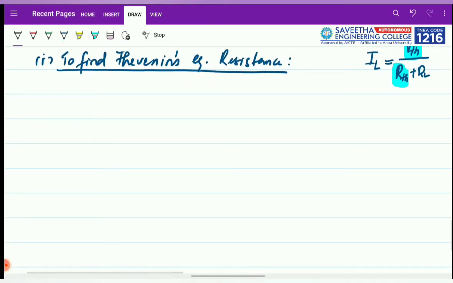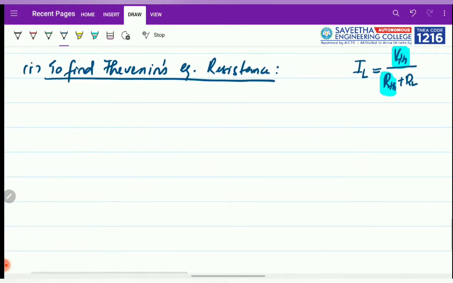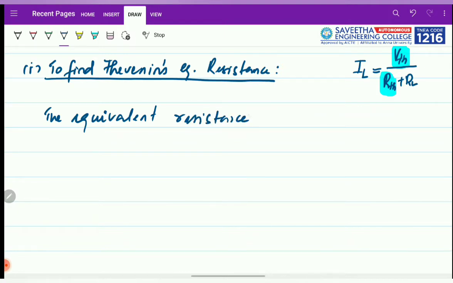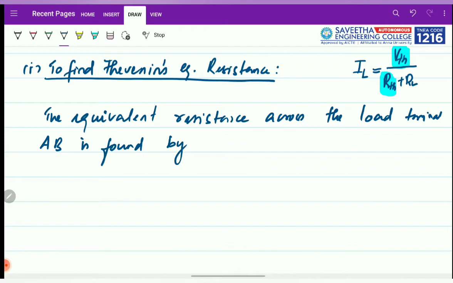So similarly in this case, here we are going to find the equivalent resistance. We will write it as the equivalent resistance across the load terminal A and B is found by open circuiting the load. This is mandatory for any case.